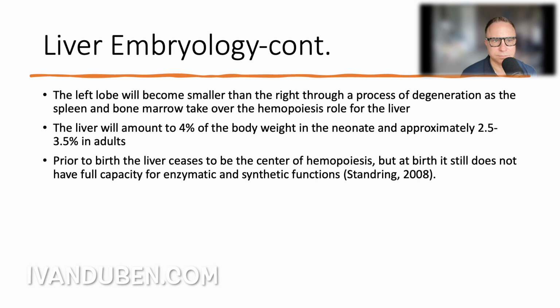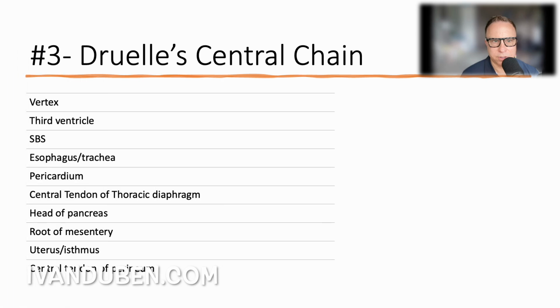Moving on from embryology, if we just briefly discuss Druelle's central chain, again, the components of his chain are the vertex, the third ventricle, the SBS, veno-basilar symphysis, the esophagus, trachea, pericardium, heading to the central tendon of the thoracic diaphragm, to the head of the pancreas, the root of the mesentery, the uterus or isthmus, ending in the central tendon of the perineum, moving its way from the head to the bottom of the pelvis.